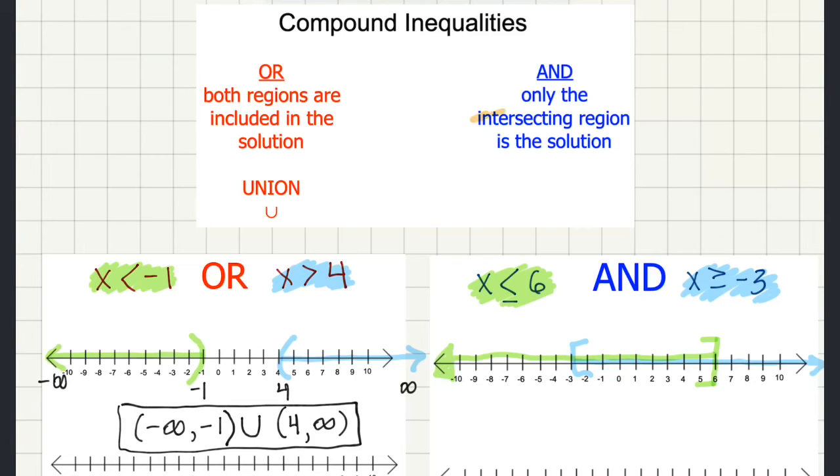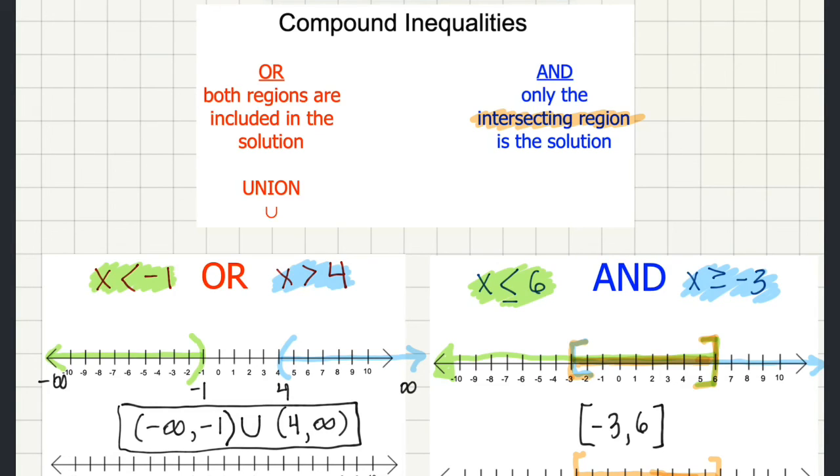With and, only the intersecting region is the solution. So the intersecting region, well, they both share -3. They both share everything in between -3 and 6. So they both share -3, they both share +6, and they share everything in between. So our solution is going to go from -3 to +6. And these are closed intervals, and the reason that they're closed intervals is because of the equal sign.